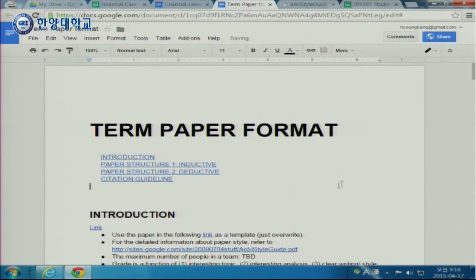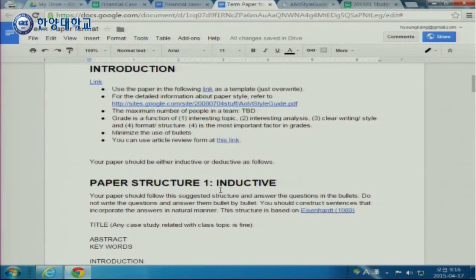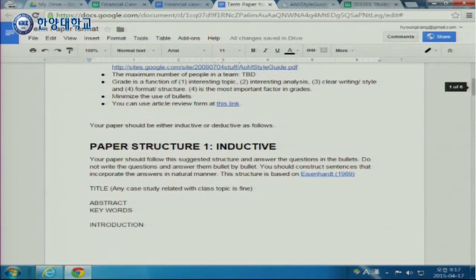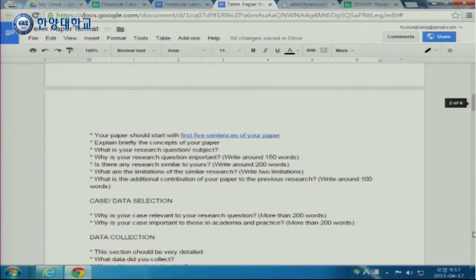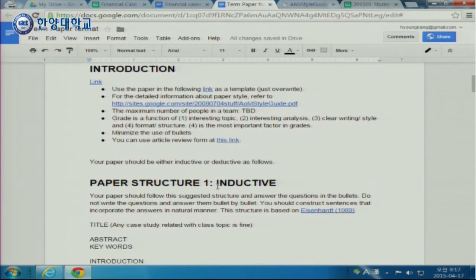Okay, done. So introduction, this is just a restatement. This is just the same thing. And about paper structure, you have to use either deductive or inductive one. Again, it is either phenomenon driven or theory driven. First one is the inductive method. Inductive one is the phenomenon driven paper.